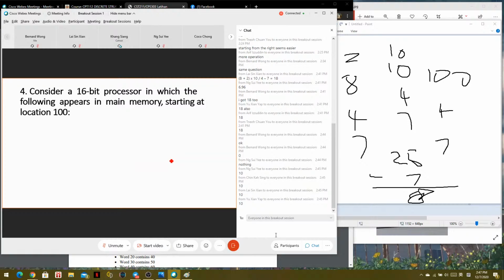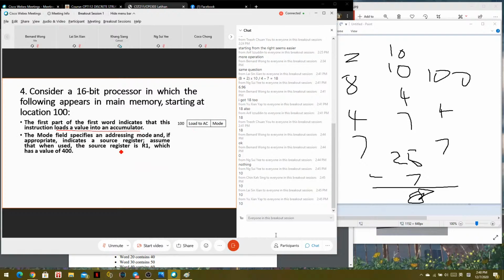For the last one, I think it is a bit complicated, but just make sure that you read the question properly, then you should be able to answer it. So it is a 16-bit processor, and you have the following main memory starting location. Evaluate one by one. Here you separate. The first part is actually a word that loads a value into an accumulator, means load to AC, and then it follows any mode, where mode is the addressing mode.